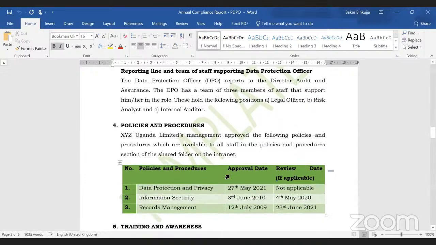So the other is policy. So governance, after having indicated the details of the person who is in charge of compliance, now that person should ensure that they provide the details of the policies that you have.